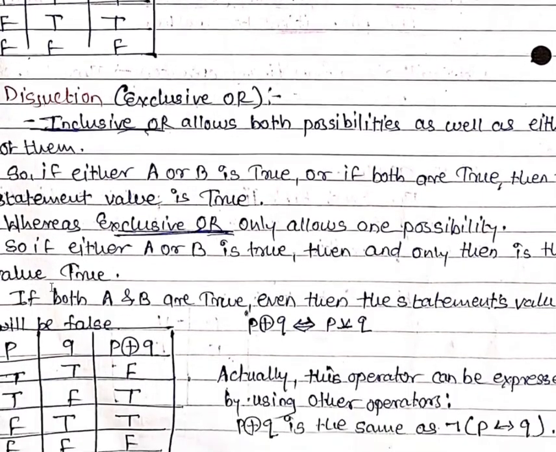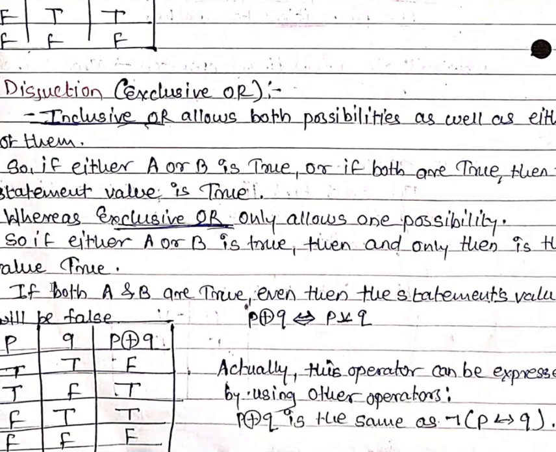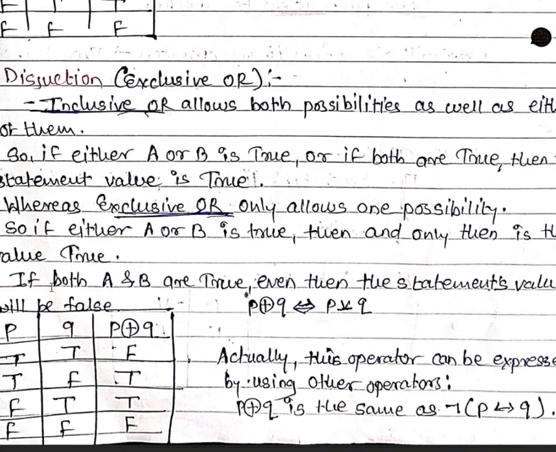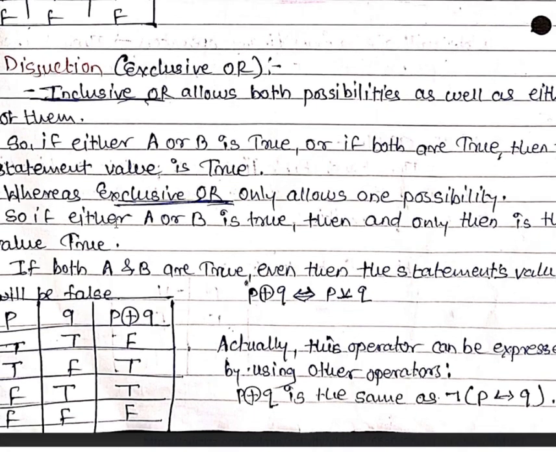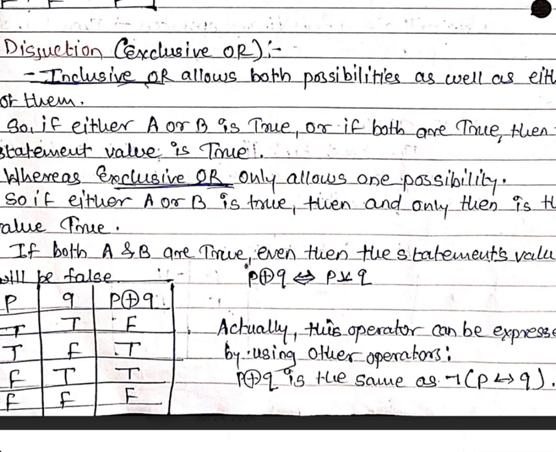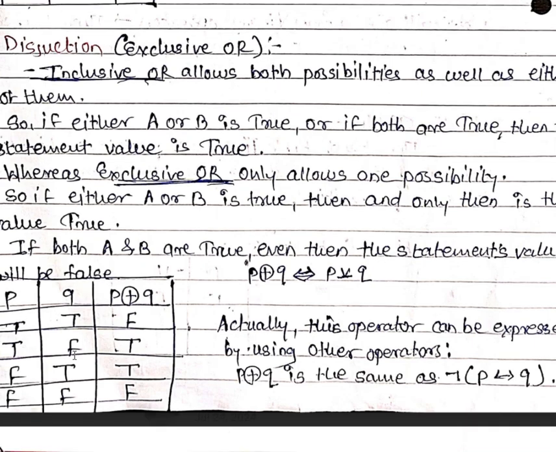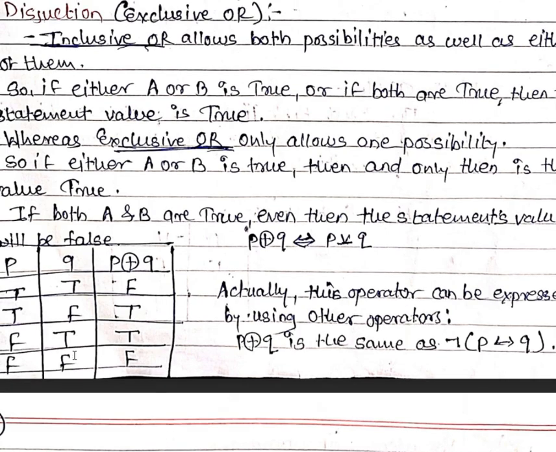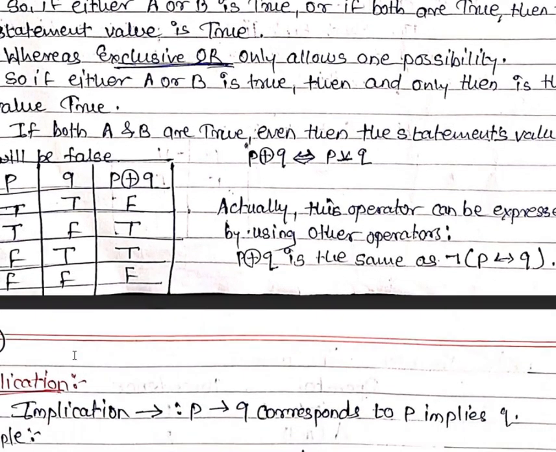The next type is exclusive or. In exclusive or, the conditions are a little bit different. If either A or B is true, then only then is the output true. As we can see in the truth table, if both the values are true or both the values are false, then we get the output as false. But if only one of the two values is true, then the output is true. This is called the exclusive or operator.